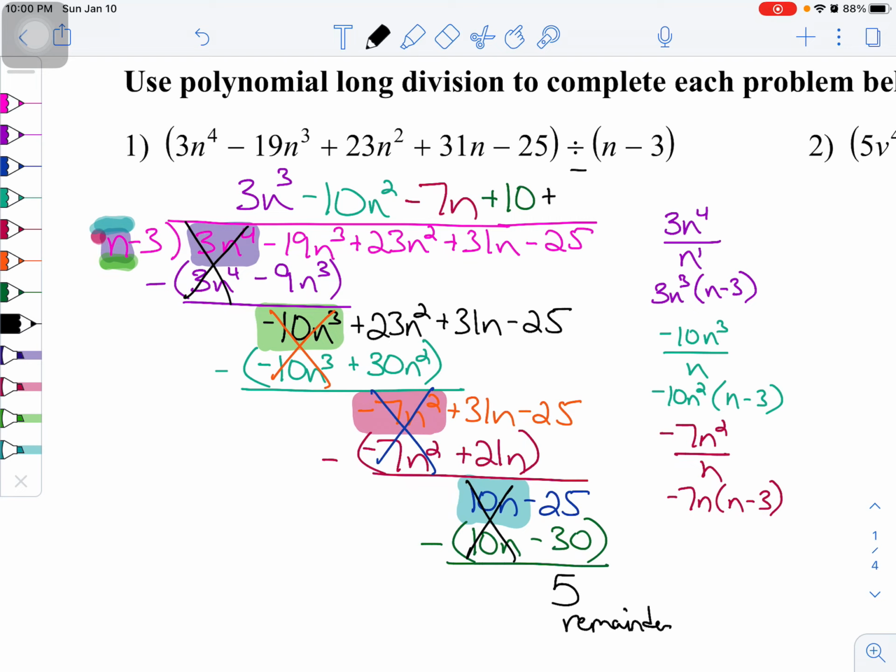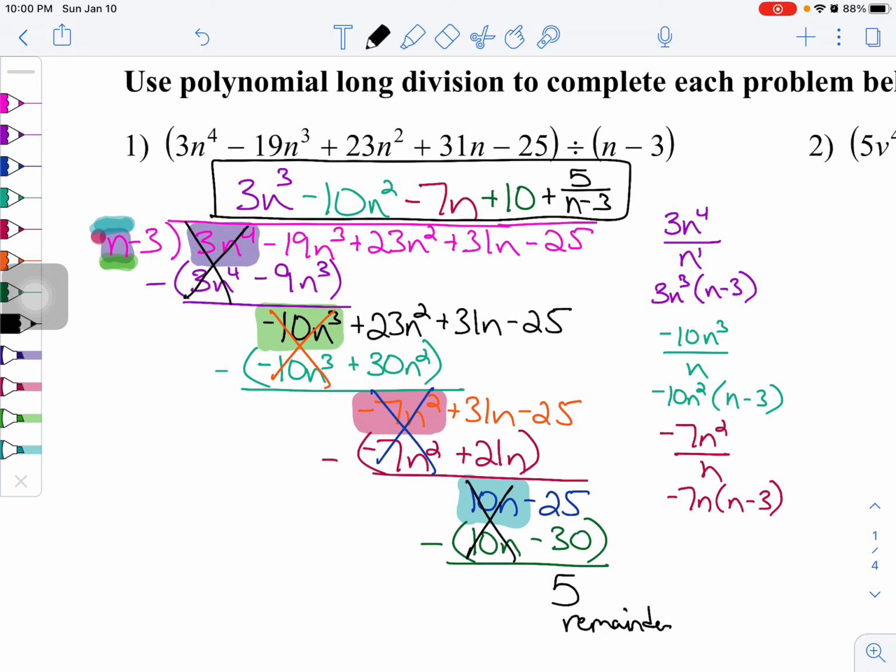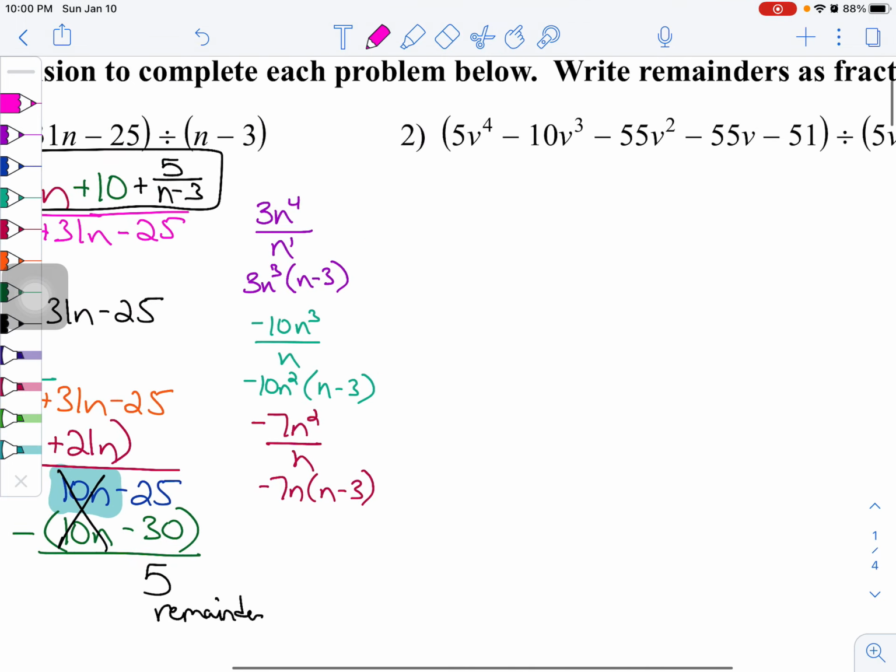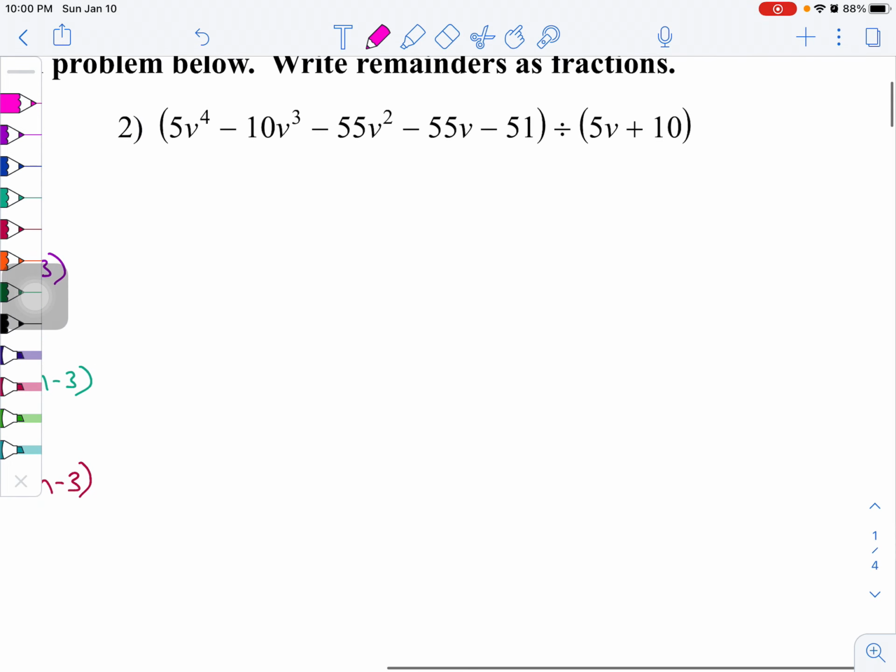So I'm going to take that 5. It's positive, so we're going to do plus 5 over, and what were we dividing by? Well, we were dividing by n minus 3. So n minus 3. So this whole big old mess at the top is our answer for a polynomial long division. All right, I'm going to go ahead and slide over to number 2 and see if there's any change or any difference, because other than that, this is how you're going to do these all the time.